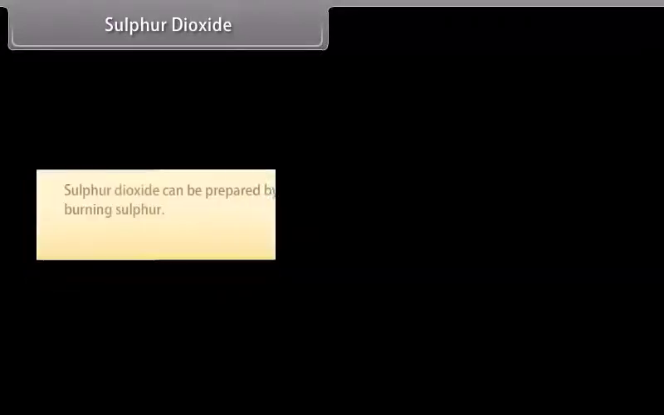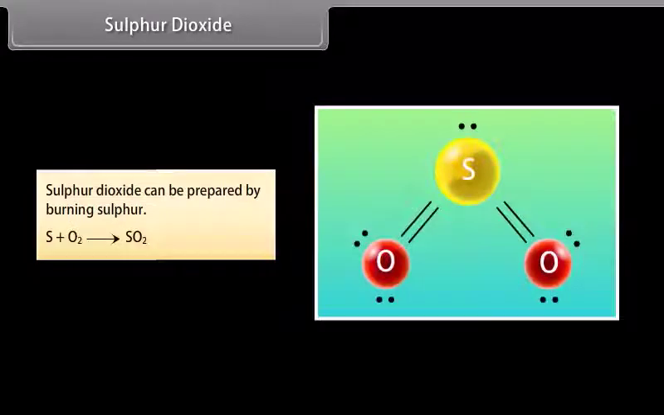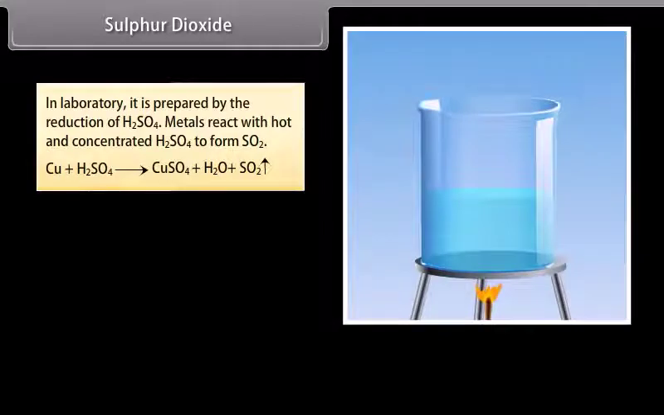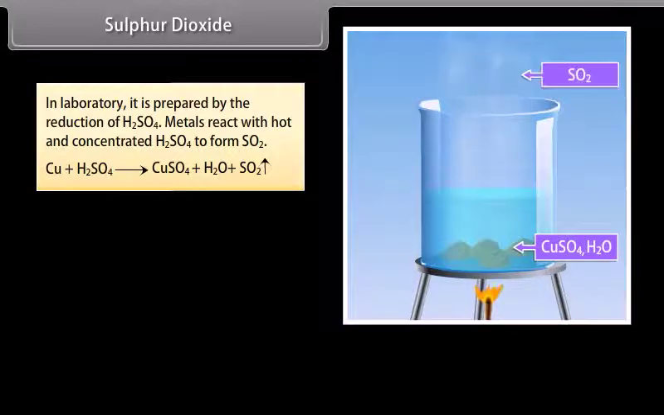Sulfur dioxide. Sulfur dioxide can be prepared by burning sulfur. In laboratory, it is prepared by the reduction of H2SO4. Metals react with hot and concentrated H2SO4 to form SO2.